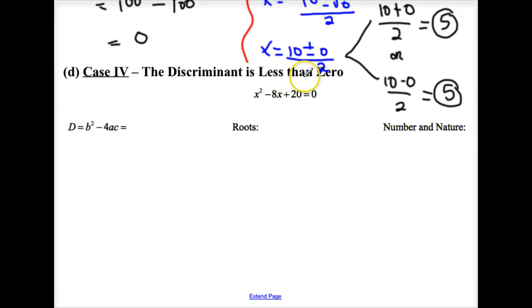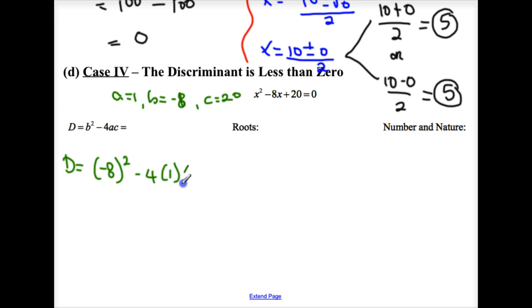The discriminant is less than 0. So in this example, my a is 1, b is negative 8, oops, that's an 8, and c is 20. So what's my discriminant? My discriminant is b, which is negative 8 squared, minus 4 times 1 times 20. These numbers are coming from up here. Negative 8 squared is 64. Take away 4 times 1 is 4. 4 times 20 is 80.